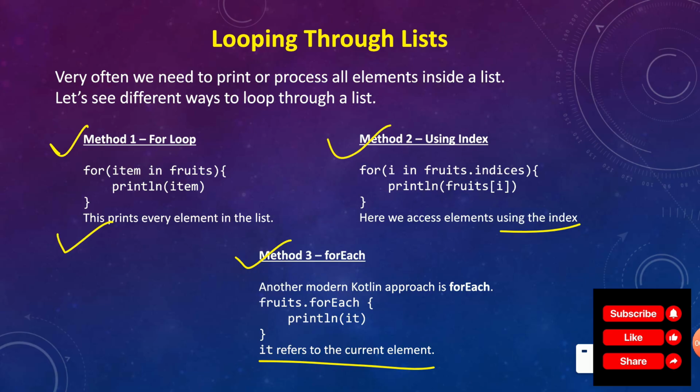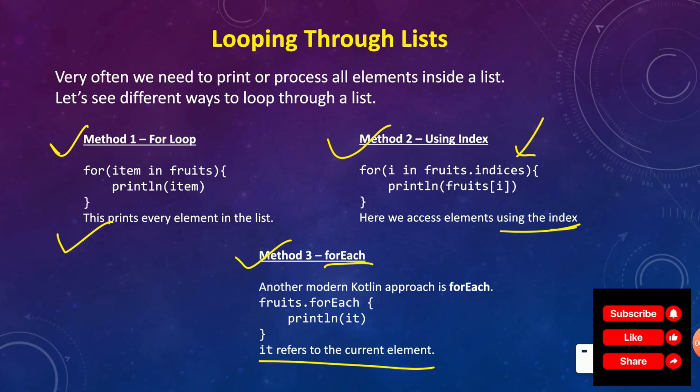Okay, so like with arrays, we can iterate over a list by using the indices, right? For example, for index in fruits.indices, println fruits, where fruits is our list and index is the index. You can name it i, index, whatever you want. Here we can access the elements by using the index.